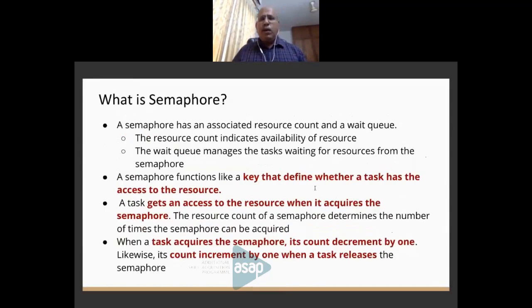So we also need to talk about semaphores. There are different types of semaphores which we'll see. Semaphores are required in embedded systems because there are certain few resources in an embedded system, and every part.